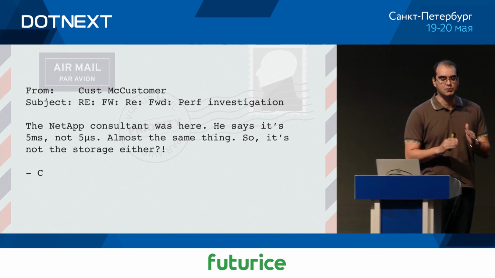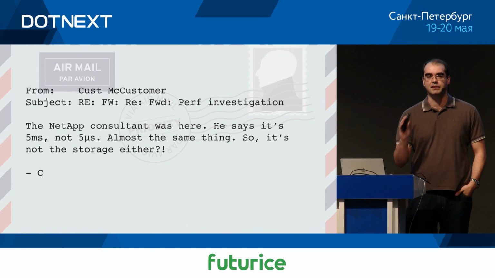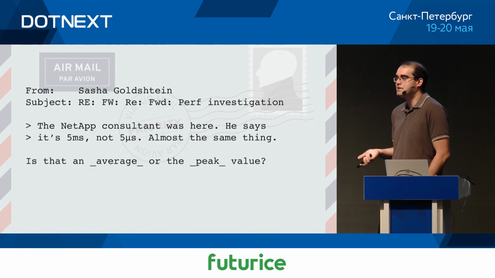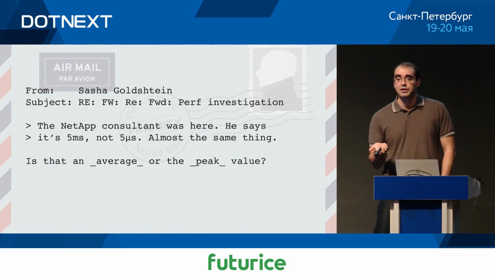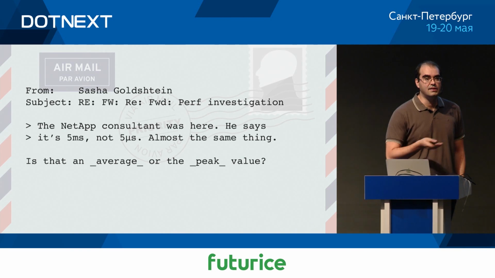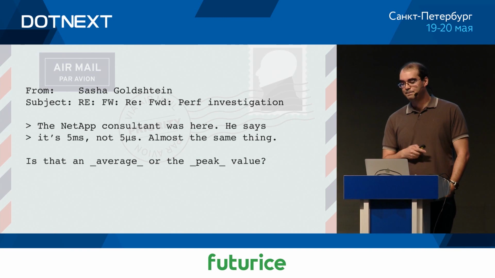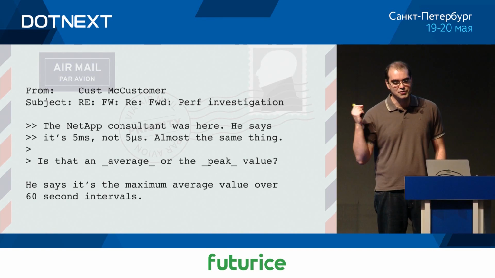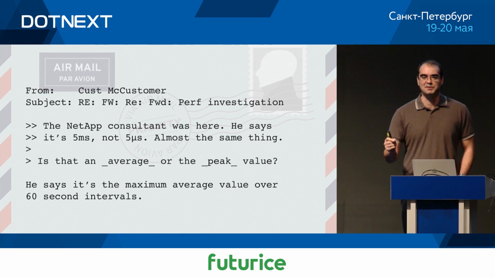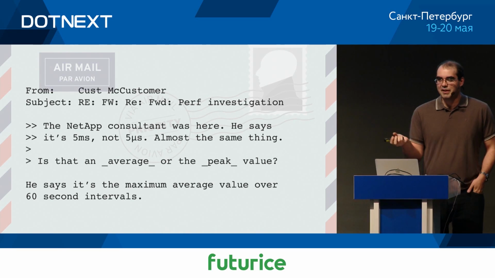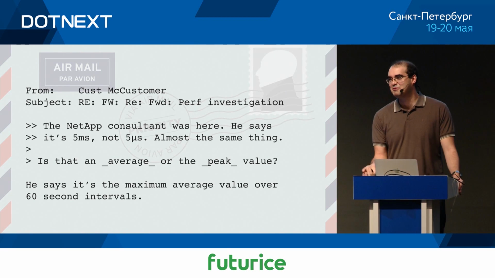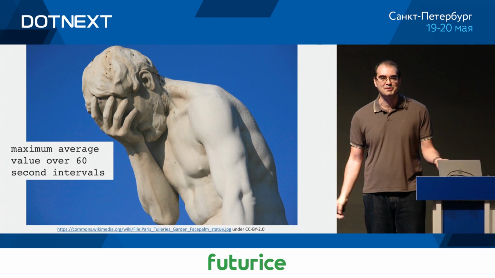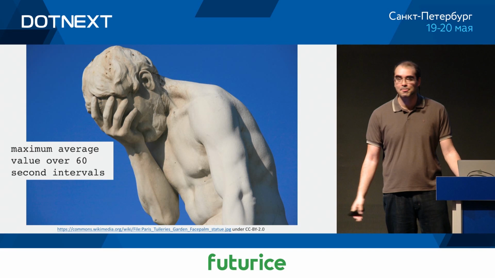So the NetApp consultant was able to verify 5 milliseconds is the time the NetApp appliance takes. Except what is this 5 millisecond number? Is it the average? Is it the worst case? Is it the 99th percentile? Here's the kicker. He says it's the maximum average value over 60-second intervals. You can laugh, I don't know what it means. I guess you don't know either. What is a maximum average value over 60-second intervals? I honestly still don't know.